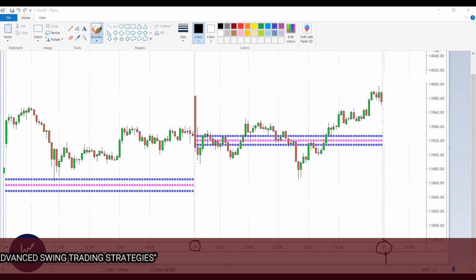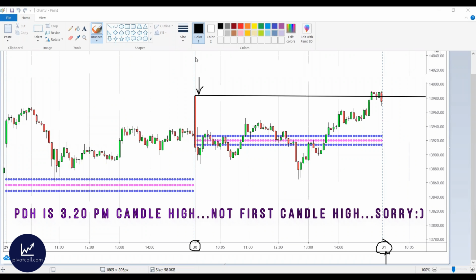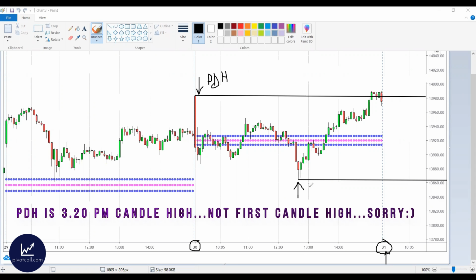First I said PDH and PDL, which is a very simple one, anybody can mark it. That is previous day high and previous day low. This is the PDH and this is the PDL. If you are a price action trader, it is very important that you mark both levels. Some people even mark the previous day's close also, but I don't. I mark PDH and PDL, those two important levels, on my chart.